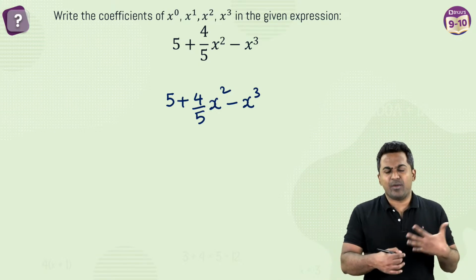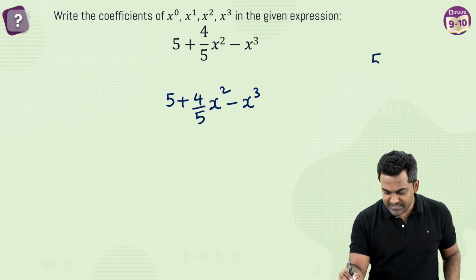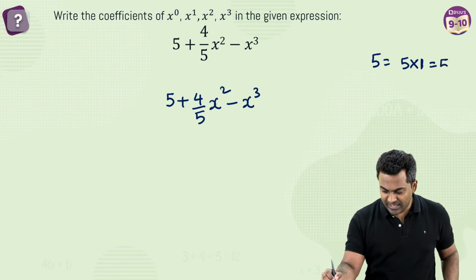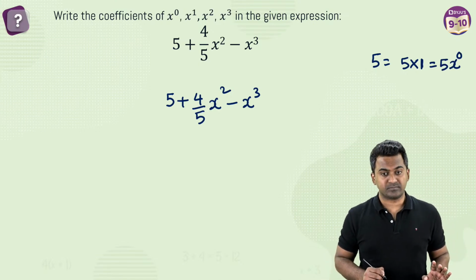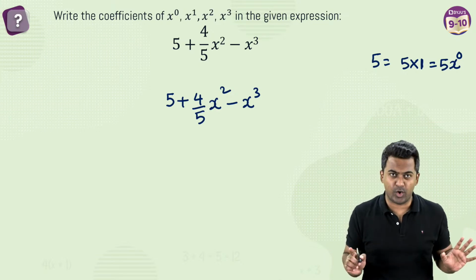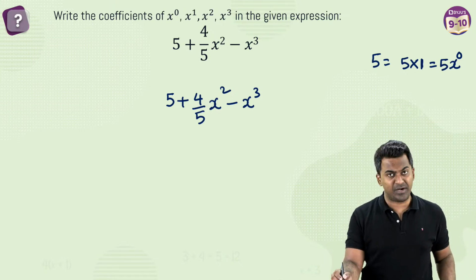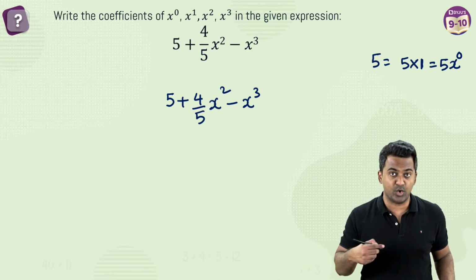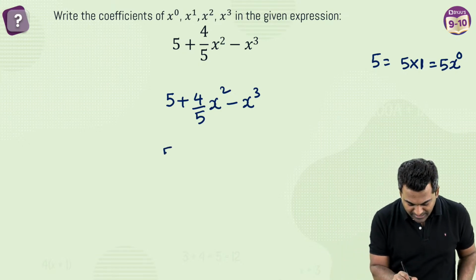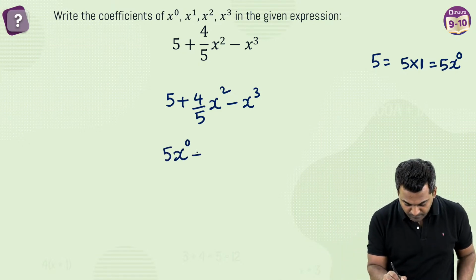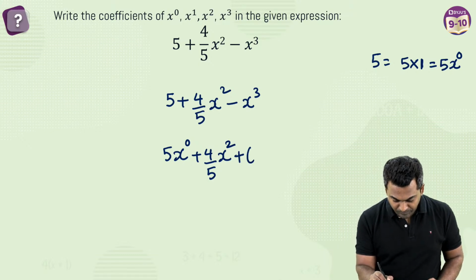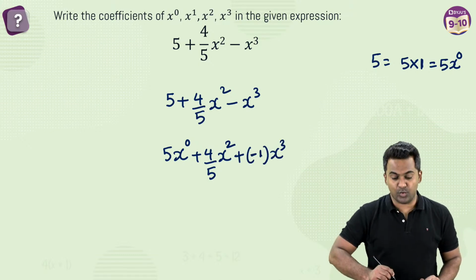Now, 5 is nothing but 5 multiplied with 1. And in the place of 1, I can write x to the power 0. Can I do that or not? 5 is nothing but 5 multiplied with 1, and in the place of 1, I can substitute x to the power 0. Very good. So this can be written like 5x to the power 0 plus 4 by 5 multiplied with x to the power 2, plus minus 1 multiplied with x cube.